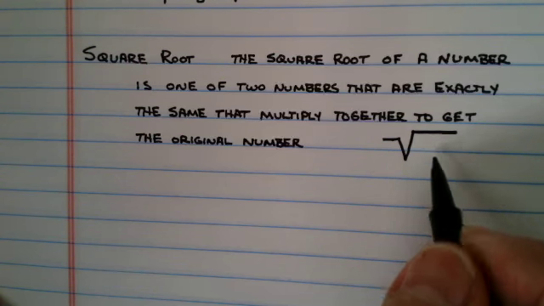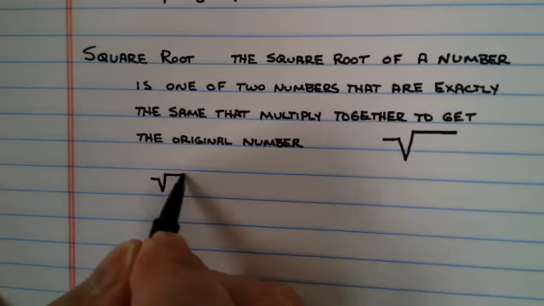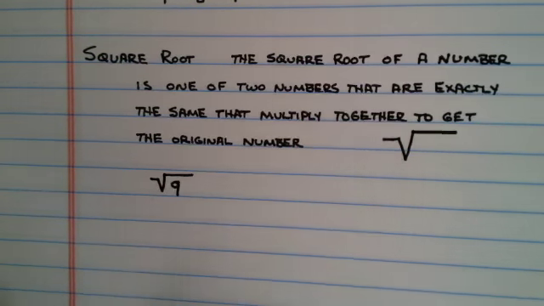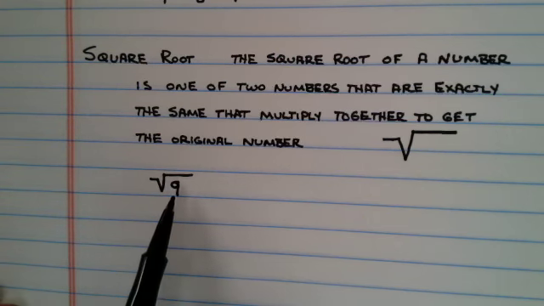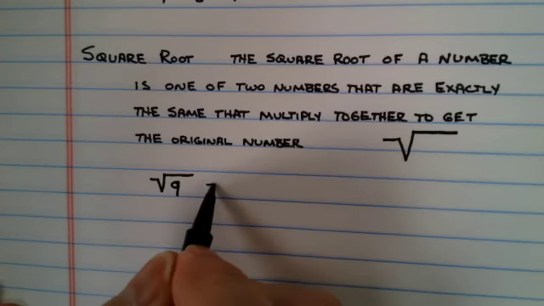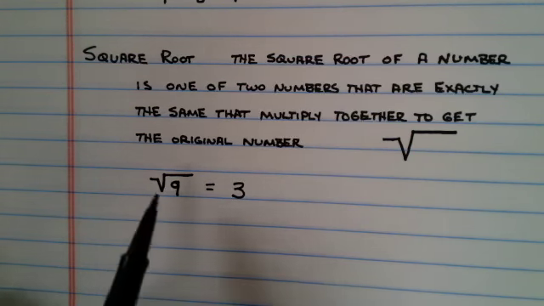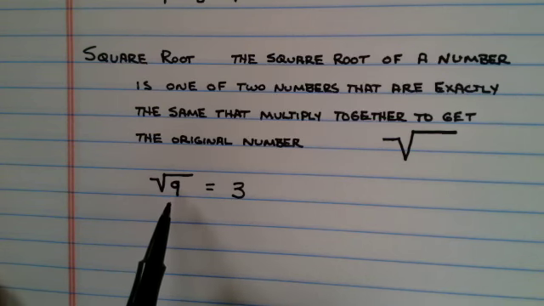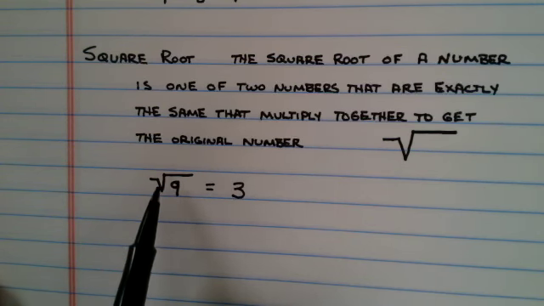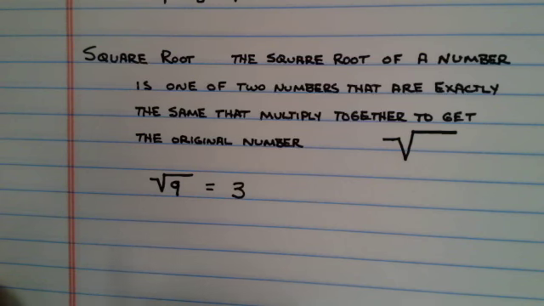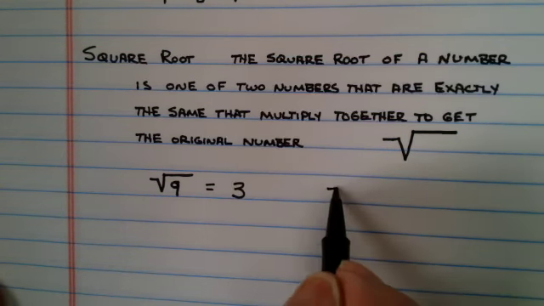For example, are there two numbers that are exactly the same that multiply together to give you 9? I only write down one of them though, because 3 times 3 is 9. So when we have these square root problems, we probably need to know which numbers we can actually take the square root of and which ones we can't.